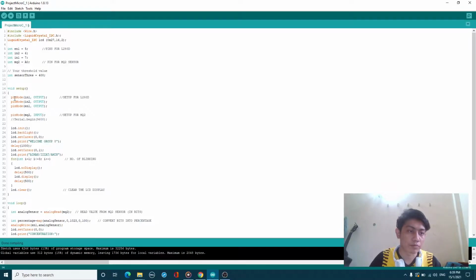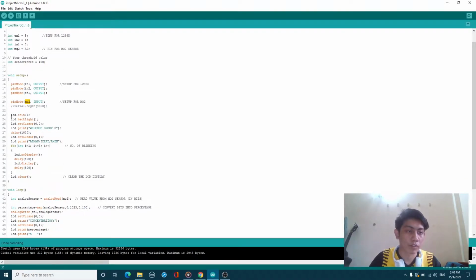Next is the void setup. In the void setup, the pinMode for IN1, IN2, and EN1 is set to output mode, while pinMode for MQ2 is set to input mode. The function lcd.init is used to initialize the LCD. lcd.backlight is used to turn on the light in the LCD. lcd.setCursor is used to set the cursor on the LCD display.